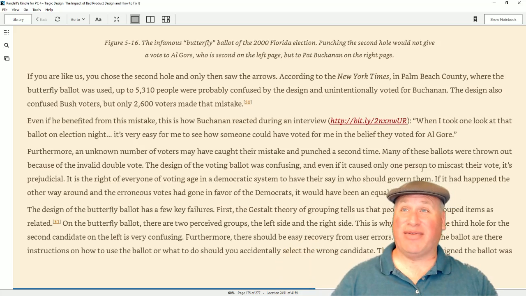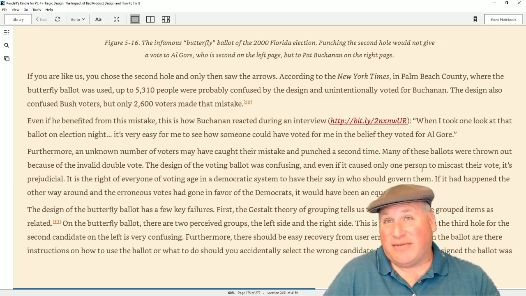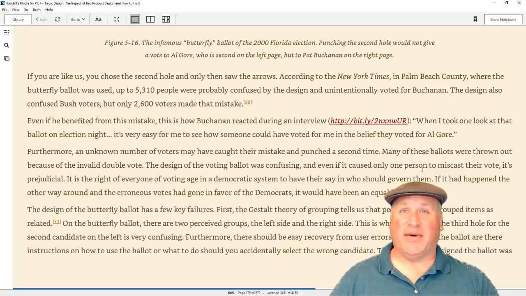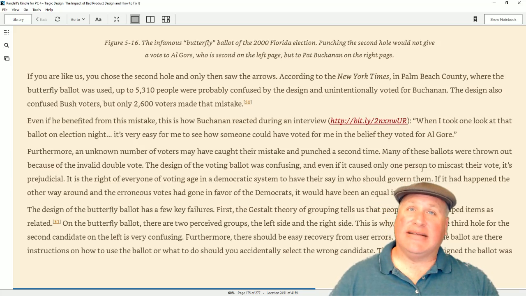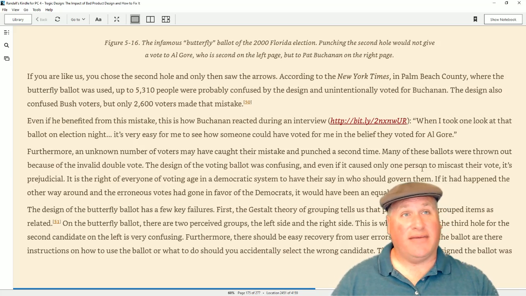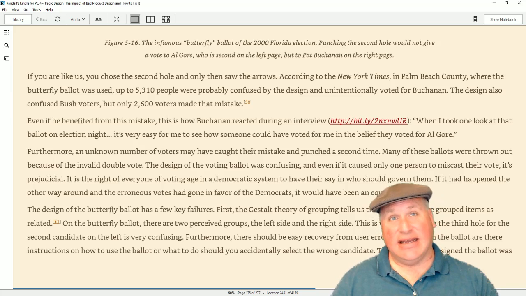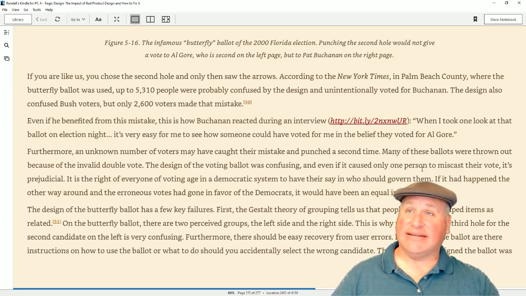Many of these ballots were thrown out because of the invalid double vote. The design of the voting ballot was confusing, and even if it caused only one person to miscast their vote, it's prejudicial. It is the right of everyone of voting age in a democratic system to have their say in who should govern them. If it had happened the other way around and the erroneous votes had gone in favor of the Democrats, it would have been an equal injustice.